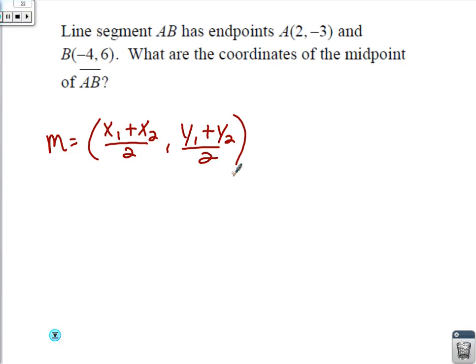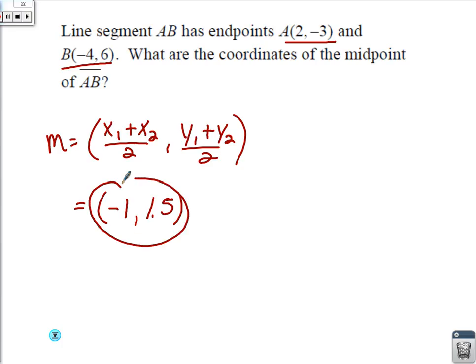A line segment has this endpoint and this endpoint. What are the coordinates of the midpoint? Add your x's, Colton, divide by 2. What do you do? Divide by 2. So negative 1. Add your y's, you get 6 and negative 3, that's 3. Divide 3 by 2, you get 1.5, like $3 split in half, $1.50. Negative 1.5. To find the midpoint, add your x's, divide by 2, add your y's, divide by 2.